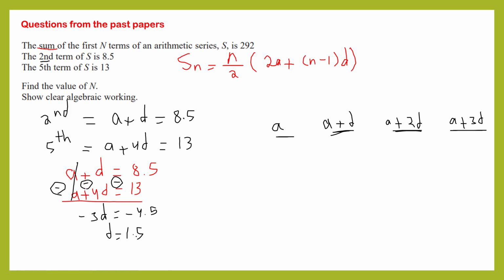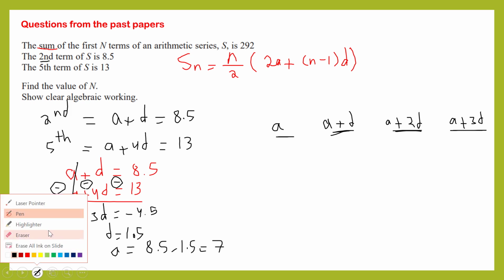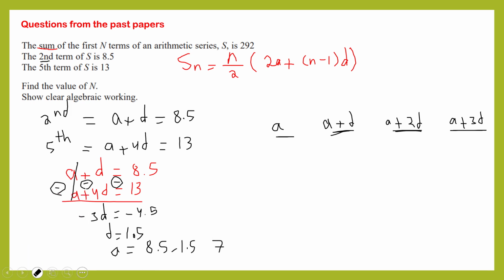So d is 1.5. If you go back to one of these two equations by substitution, you can get the value of a by substituting here or here, it's up to you. So if you substitute here, it will be a plus 1.5 equals 8.5, so you can shift it to the other side. So a will be 8.5 minus 1.5, the answer would be 7. So now we got the value of a and we got the value of d. Now the question becomes easier. You can work on finding the value of n by substituting these values.